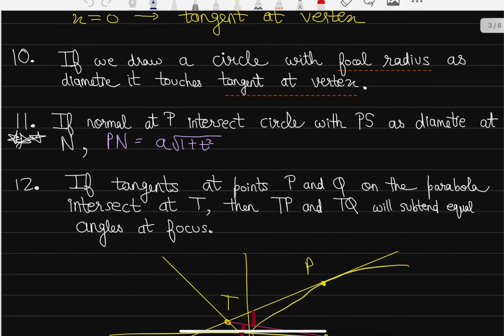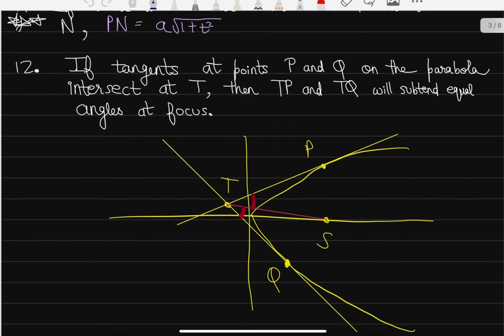So next property, if normal at P intersects the circle with PS as diameter, so PS is the focal radius, so the normal at P intersects the circle with PS as diameter at N, then PN is a√(1 + t²). Quite direct questions are asked from this property, so it is important.